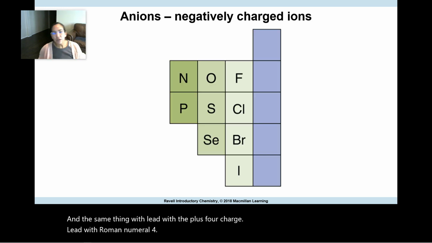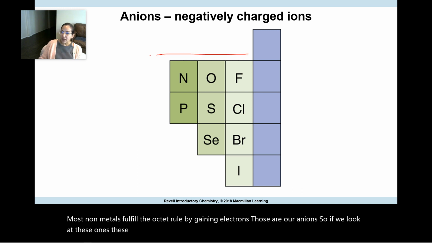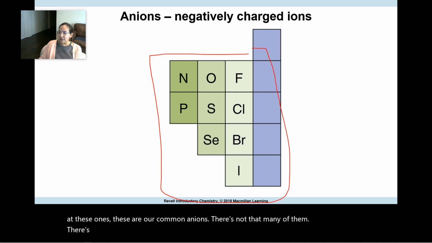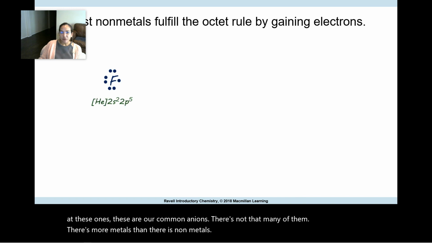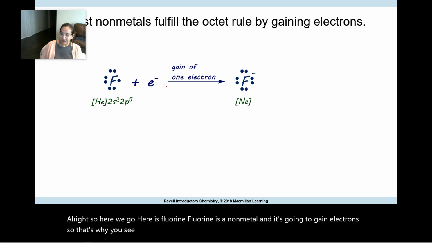Most nonmetals fulfill the octet rule by gaining electrons. Those are our anions. So if we look at these ones, these are our common anions. There's not that many of them. There's more metals than there is nonmetals. All right, so here we go. Here is fluorine. Fluorine is a nonmetal and it's going to gain electrons. So that's why you see fluorine plus an electron. It's gaining that electron. So now you're going to have fluorine with a full octet.